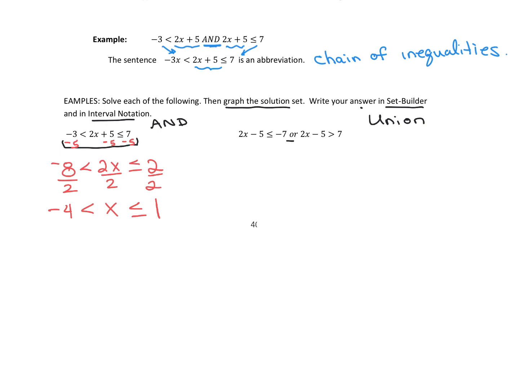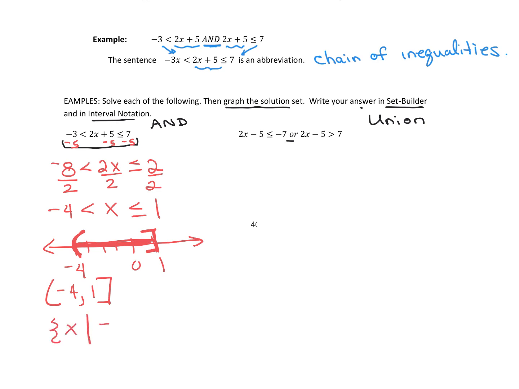Now the nice thing about using this chain of inequalities is graphing this, we can see that what we're saying is x has to be between negative 4 and 1, not including the 4, but including the 1, and then shade in between. That also helps us with our interval notation. It's just negative 4 up to 1, bracket. And our set builder would be x such that negative 4 is less than x is less than or equal to 1. This is usually how we represent our solutions as an interval.